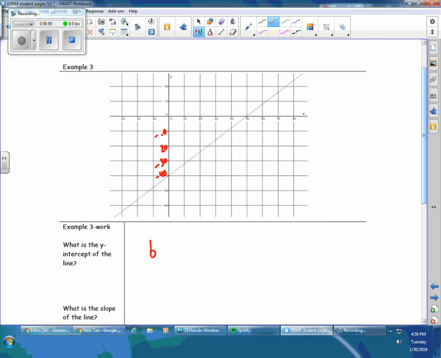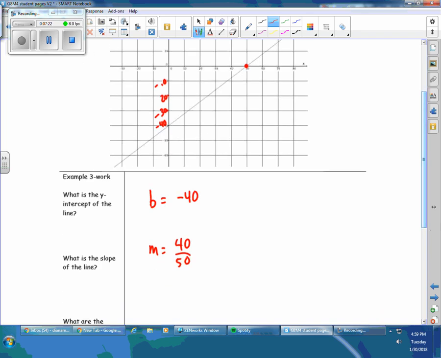Y-intercept, b, is -40. And the slope, so 10, 20, 30, 40 over 50. And of course, numerator and denominator can be divided by 10, so my slope is actually 4/5.